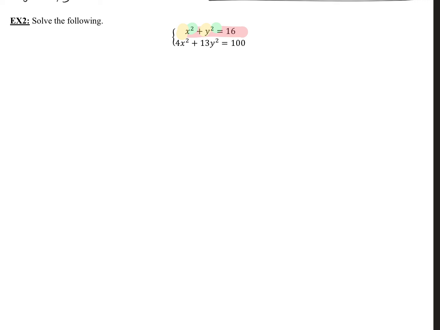Now the bottom one, it might look like a circle because we have an x squared and a y squared. However, the x has a 4 and the y has a 13. So the bottom one is not a circle. It's another type of shape, which you'll learn if you go on to Math 135. However, they follow the similar concept that we have an x squared and then we have a y squared. So since these guys are similar equations, we're going to go ahead and use elimination.